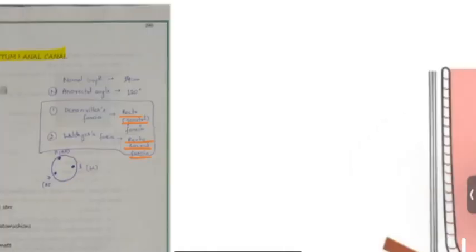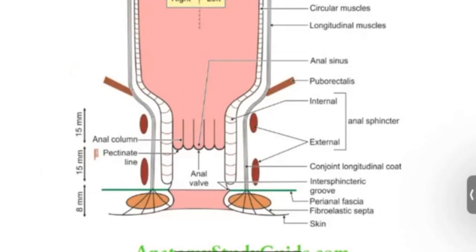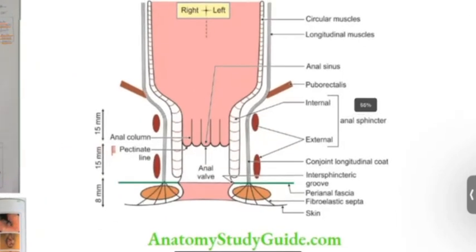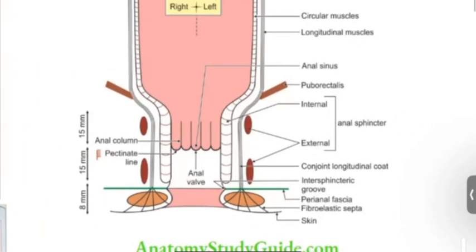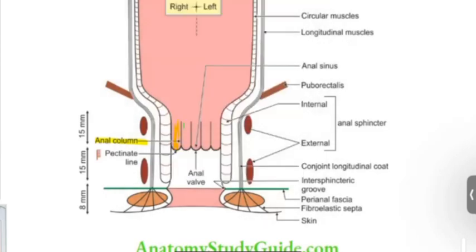Okay, other than this, yeah, this is how actually in a cross section you can study the anatomy of rectum and anal canal. So here all we need to know is this, that these columns are called anal columns. Okay, so whatever I am covering in green, these are called anal columns and they end in a line which is called the pectinate line. So pectinate line is a line where the anal columns will end.